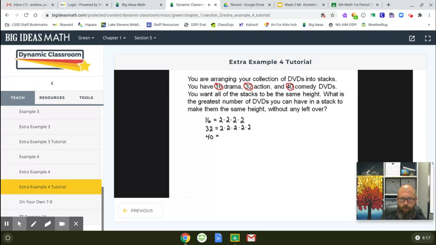Next, circle the common prime factors. There are 3 common prime factors of 2. Next, find the product of the common prime factors, and this is the GCF. 2 times 2 times 2 is equal to 4 times 2, which is equal to 8. So, the GCF of 16, 32, and 40 is 8, which means that you can have at most 8 DVDs in a stack.